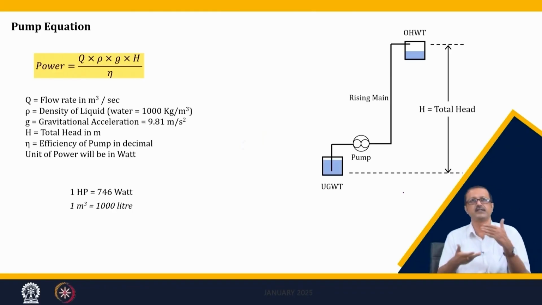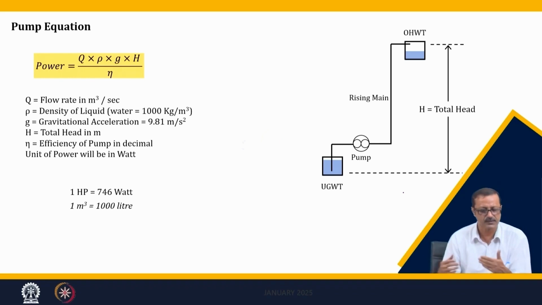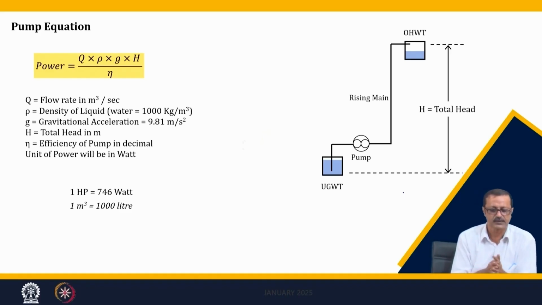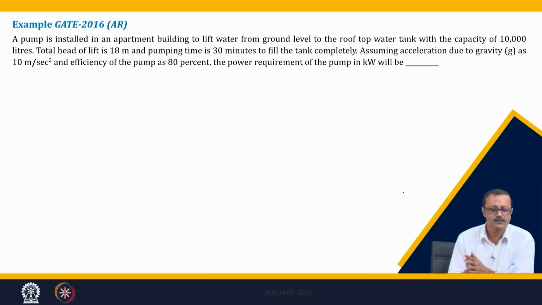Of course, finally, we divide that by eta. Eta is nothing but the efficiency, because any motor, anything has some kind of efficiency, it will not always run with 100% efficiency. So, we have to decrease that particular thing with some kind of efficiency. So, this is the equation. So, total head, how much we have to lift I have to know, and what will be my flow rate. So, let us go to another GATE examination problem that was asked in 2016.